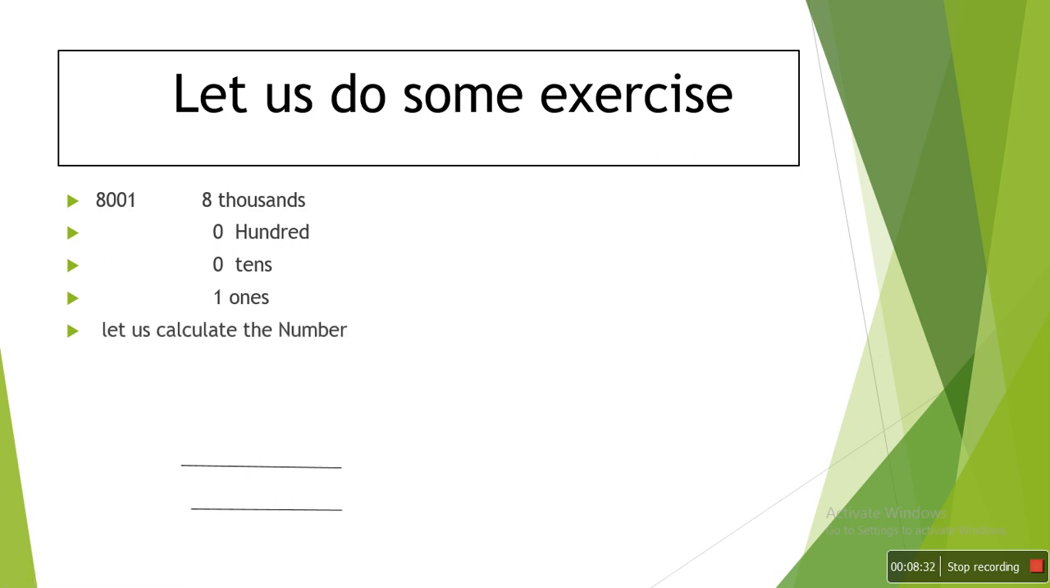So 8 is in which place? Thousands place, that's why we have written 8000 over here. And 0, again 0 is in which place? Hundreds place, that's why we have written 0. And 0, again 0 is in which place? Tens place, that's why we have written 0. And 1, we all know, is in which place? Ones place. So we will add the following numbers: 8000, 0, 0 and 1. Then we will find the same number that we have expanded.